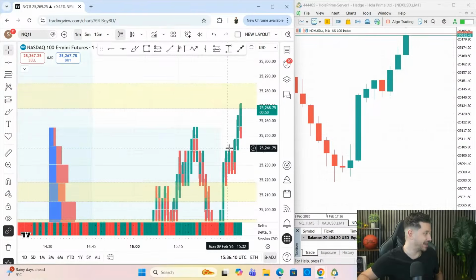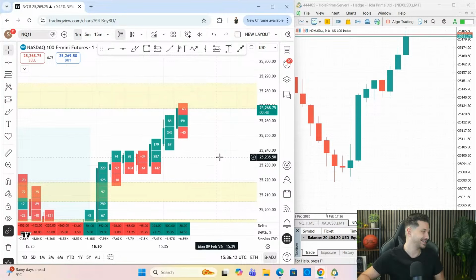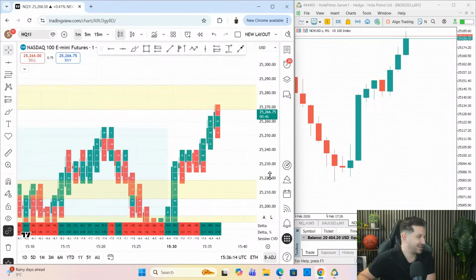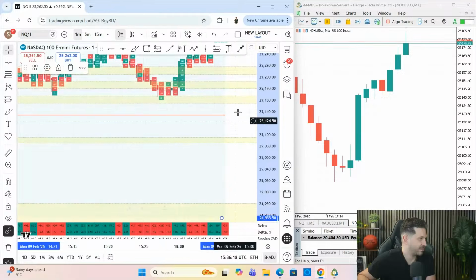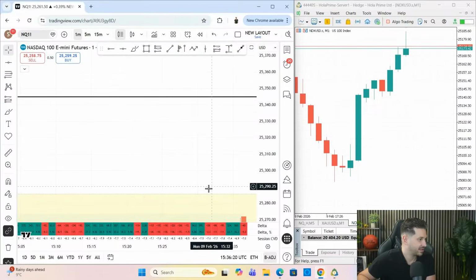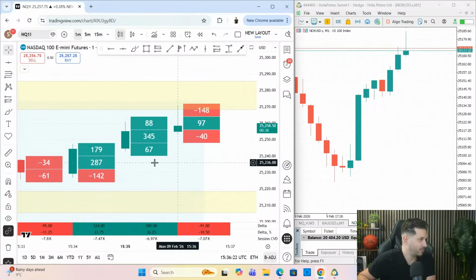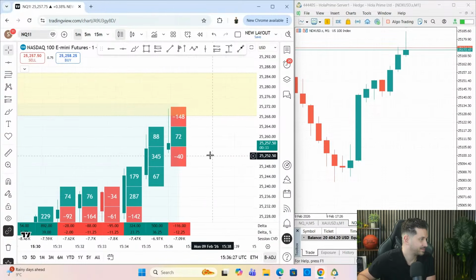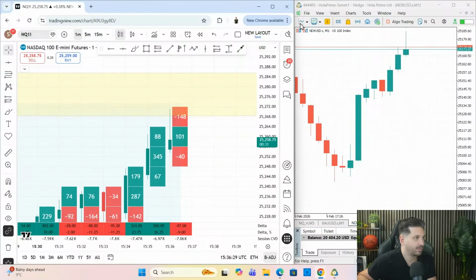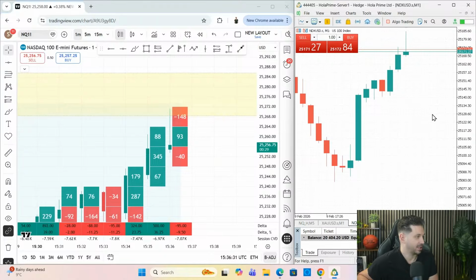Oh, we're in that area. Finally, we got back. Let's have a look. So this is the area I thought maybe we would have a short. Let me just move that over there. Get back in there. Oh, look at that. Straight away, 140 sellers came in. Where's the buy? Oh, shit. There it is.